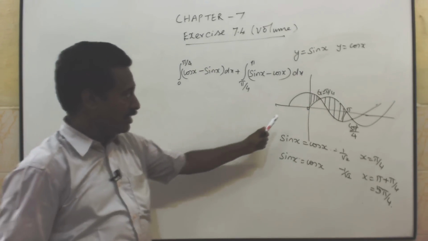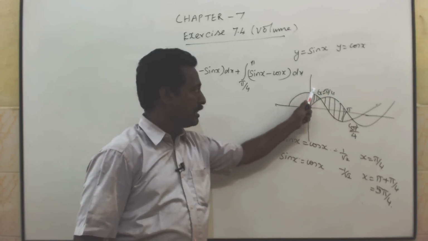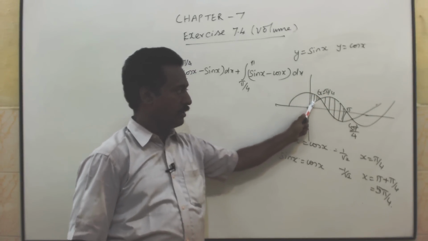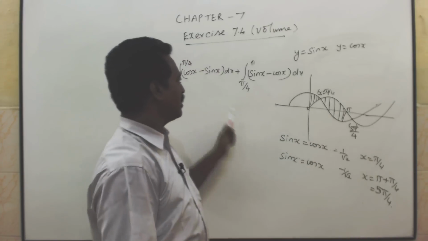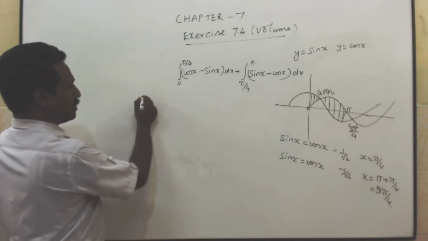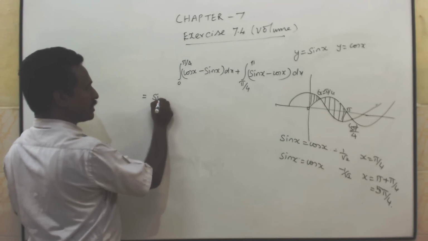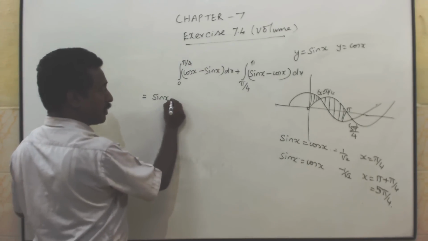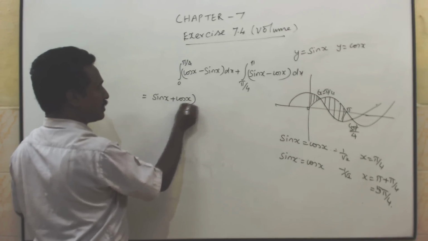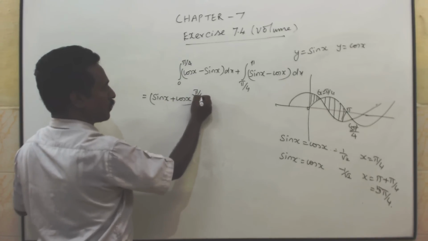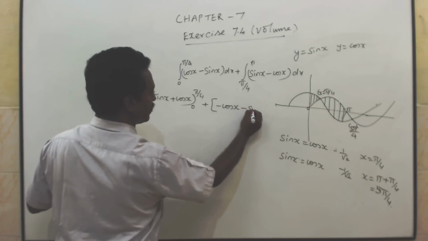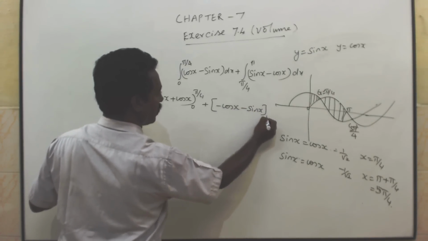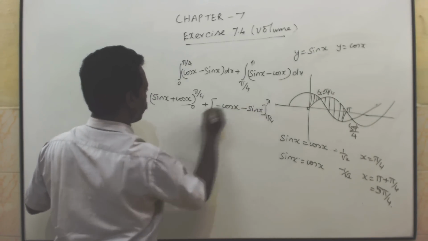Look carefully: from 0 to pi by 4, above is cos, below is sin. From pi by 4 to pi, above is sin, below is cos. After that you know how to integrate. Integrating cos x gives sin x, integrating sin x gives minus cos x, that is plus cos x, with limit 0 to pi by 4. Integrating sin x gives minus cos x, minus sin x, with limit pi by 4 to pi.